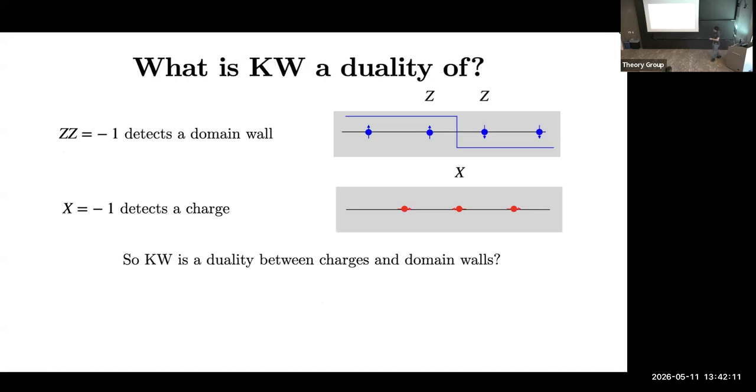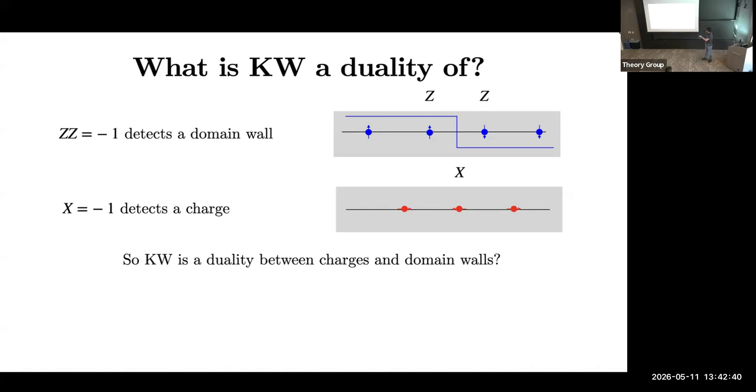So what is this Kramers-Wannier duality a duality of? I mentioned that this duality is swapping Z, Z and X. And the intuition, roughly, is that X is what detects a charge in this Ising model, because our global symmetry is a spin flip, which is the product of all X's. If you detect locally X equals -1, it means that you have a Z2 charge in your system.